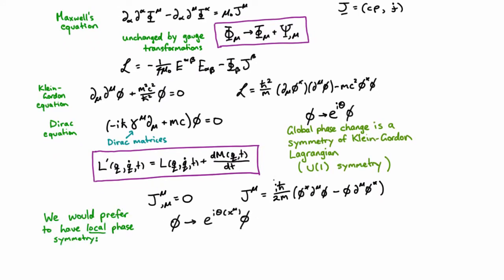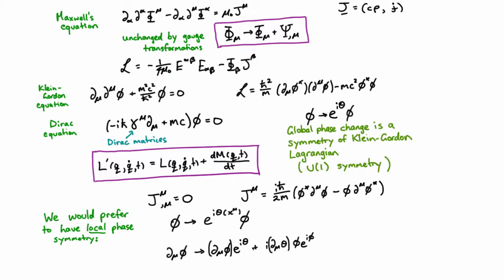In other words, it looks exactly the same, except now this phase is allowed to change for different points of space-time. Now the question is, is the physics invariant if we make this change? We take this in and we plug it in, and we'll find that these phases will cancel for this mc squared term, but for the derivatives, what we'll get is this extra term.